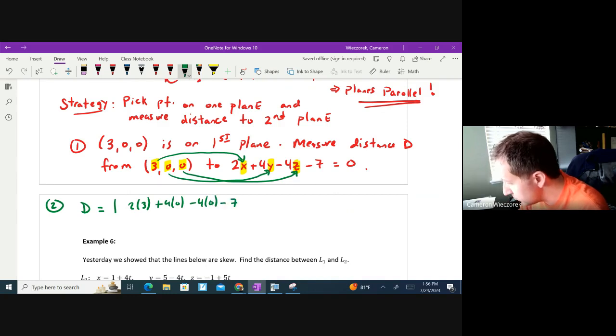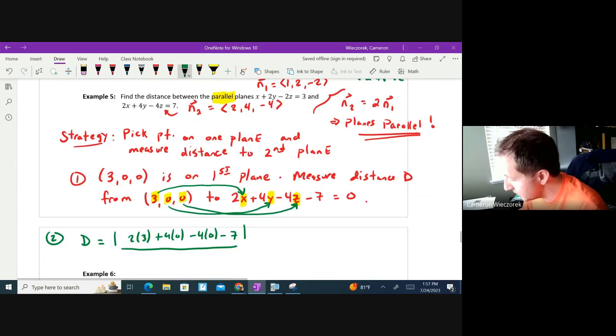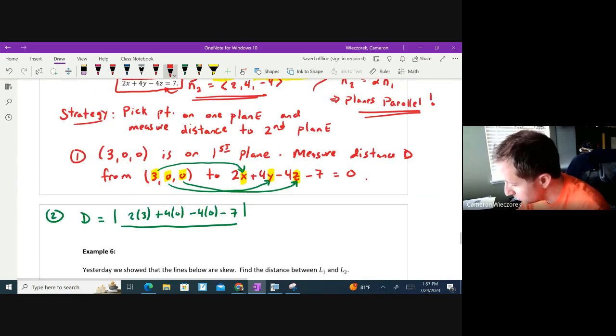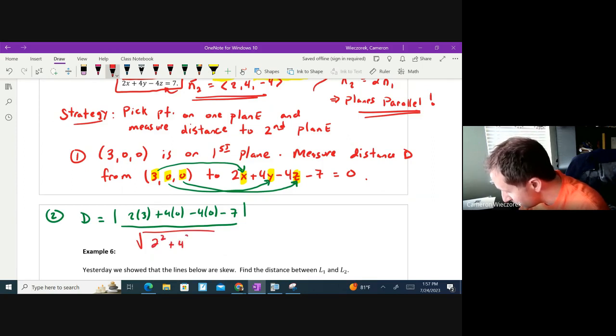We need the absolute value in order to make this quantity positive, divided by the magnitude of the normal vector. Now, we have two normal vectors, so you have to ask yourself, which one are we using? It's the normal vector of the plane that you're measuring to. We took a point off of this first plane, but that's not the plane we're measuring to. We want the normal vector of the second plane because that's the plane that we're measuring to. So I want to be dividing by the magnitude of n2. So square root of 2 squared plus 4 squared plus negative 4 squared.